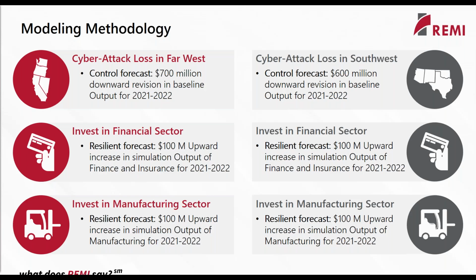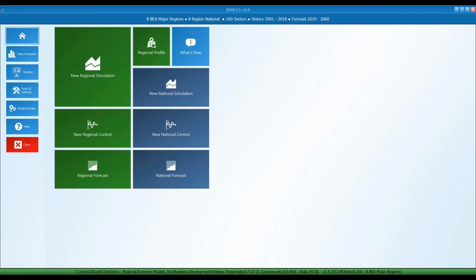So now we're going to show off the model and explore more about the impact and loss avoided by the investment. The model we're using is the REMI E3 Plus model, which splits the US into 8 main regions. We're looking at the home screen of E3 Plus here.